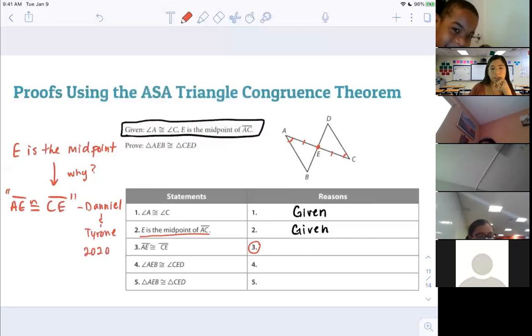How do you know, ASA? It wouldn't work. Janelle's going to say it. It's as obvious as you think it is. Exactly. It is, because that's the definition of a midpoint.